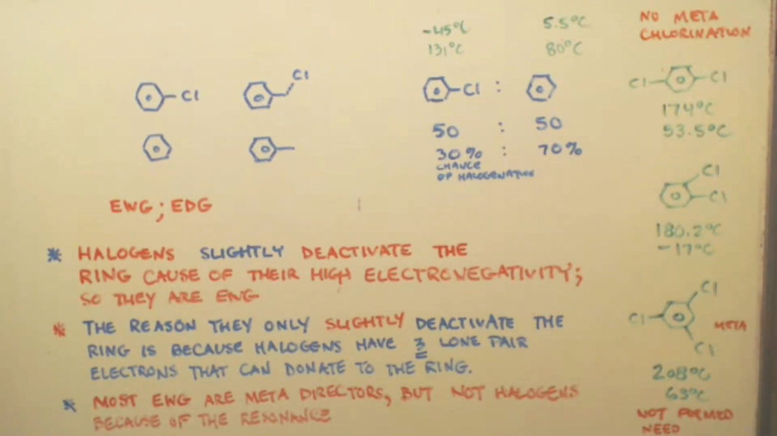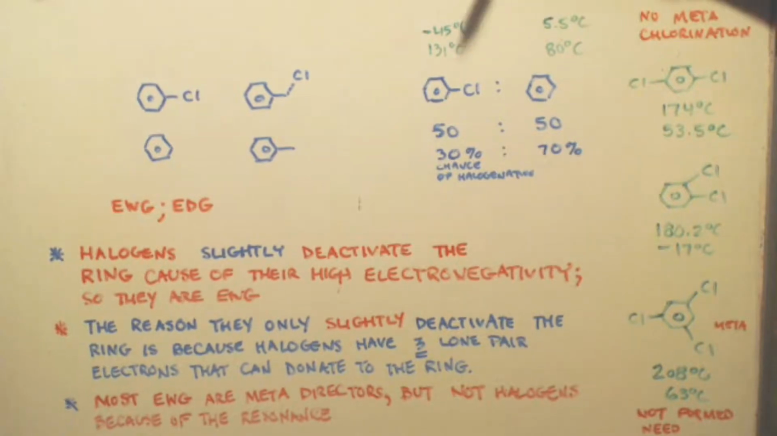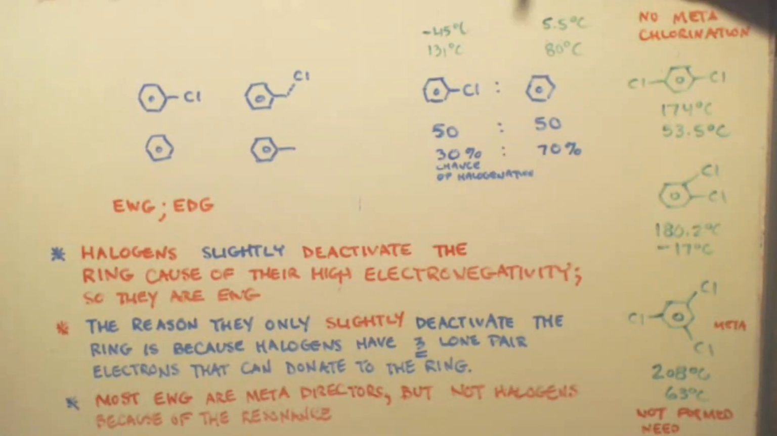Now, like I said, there's no meta chlorination. So this would be, if you did have a second chloro group put on, which, you know, it could happen. Look at the freezing point. When I was putting the boiling points up, I noticed the freezing point here is 53.5 degrees Celsius. These are minus 45 Celsius and 5.5 Celsius.